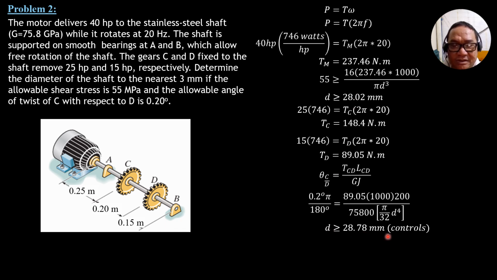So this controls, and therefore the final answer for D, because it is mentioned here that the diameter should be rounded up. So of course, common sense, rounded up, because this is the size of the shaft. So the safer would be the bigger. So plus 3. If we imagine this is already 29, plus 3, so that's 32. So this should be equal to 32 mm.